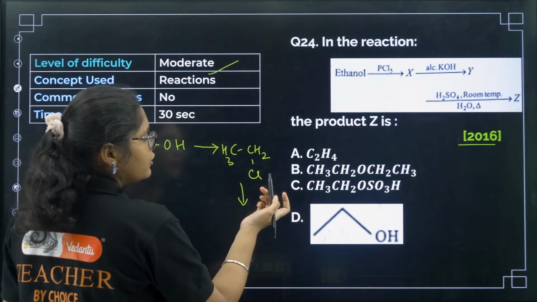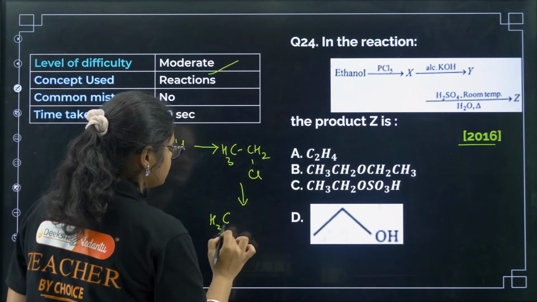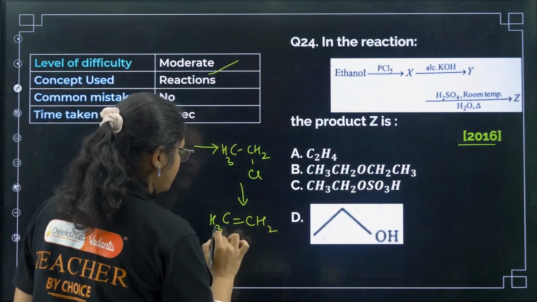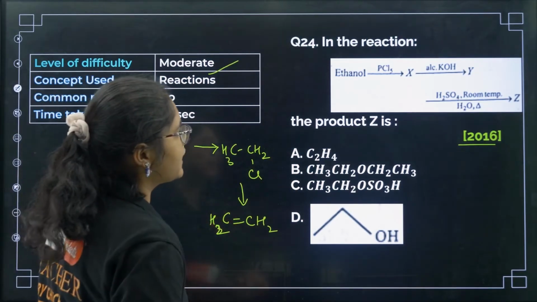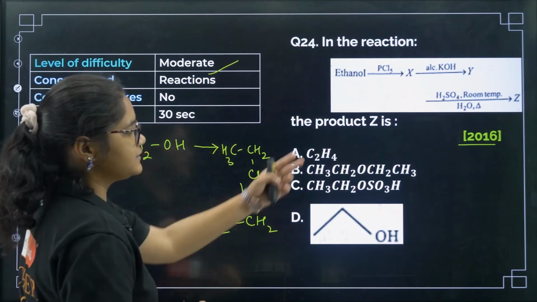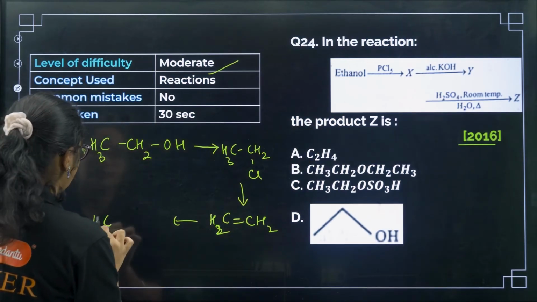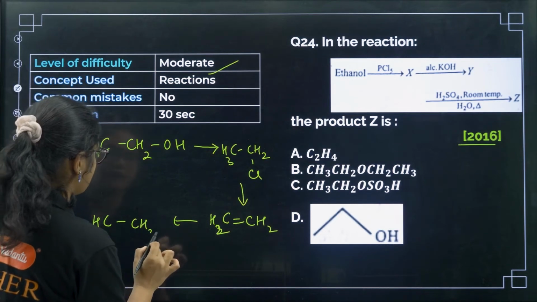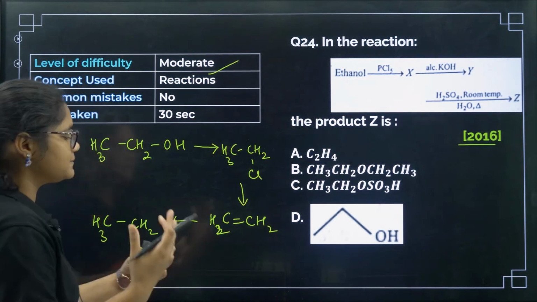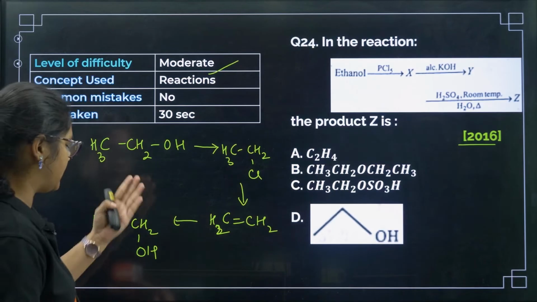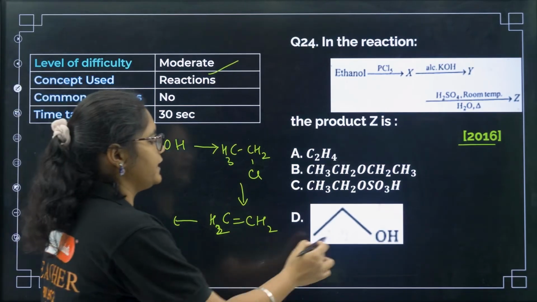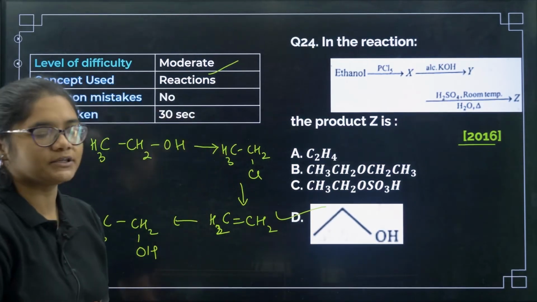Next we have alcoholic KOH, there will be dehydrohalogenation, we will get alkene. Next we have H2SO4, that is acid catalyzed water, so it will add water following Markovnikov's rule, but since it is a symmetric alkene, it doesn't matter, so we came back to the original product, we will get CH3CH2OH, option number D.